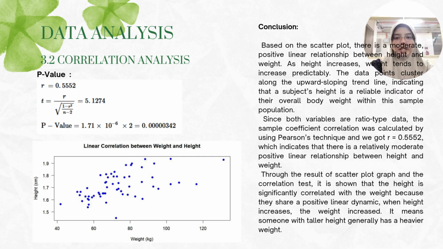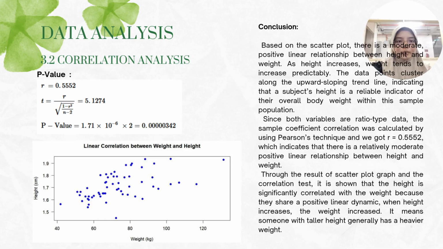So here we have the t-test. We use the t-test value and got 5.1274, and from that we use R to get the p-value, which is 0.00000342. So then using our data, we draw the scatter plot using R.